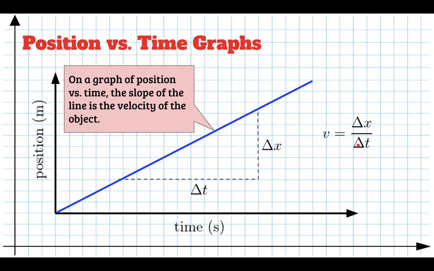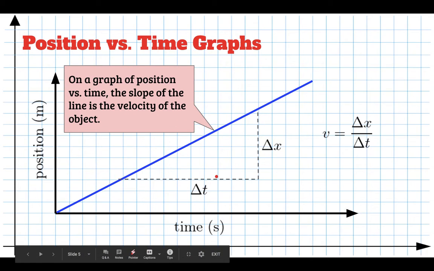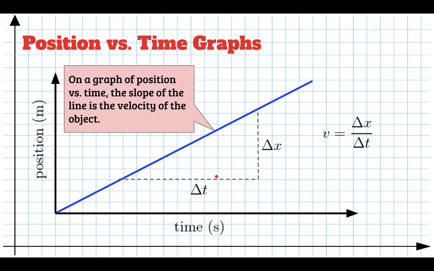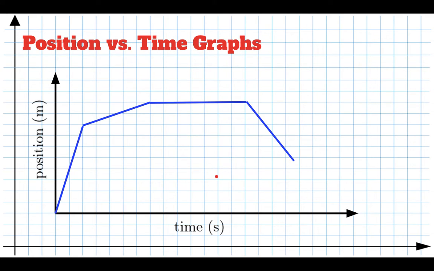So the first big idea we want to get to is that the slope of a position versus time graph is the velocity of the object. So finding the slope is finding the velocity. So if you have a position versus time graph and you're asked questions about the velocity, what you're really being asked about is the slope. So if the position of an object is given by this graph here, which has 4 segments, then we can figure out what's going on.